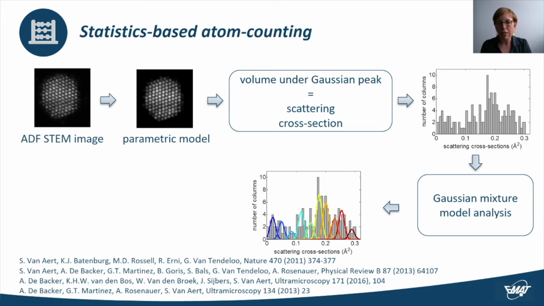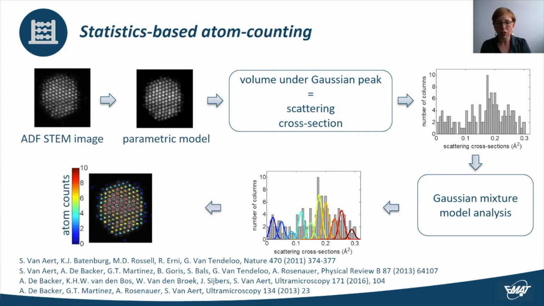Here we find the presence of 10 components, suggesting that the number of platinum atoms varies from 1 up to a maximum of 10 atoms. Now, all columns whose scattering cross-sections correspond to the first component will be assigned 1 atom, if they correspond to the second component, 2 atoms are assigned, and so on.